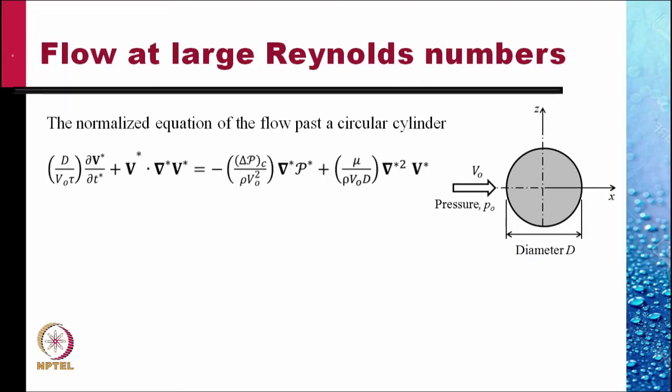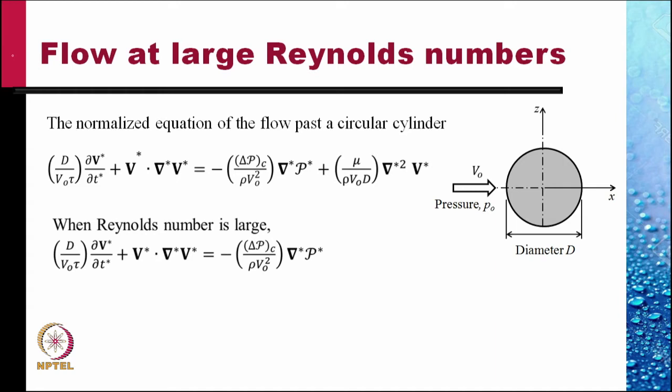In the last lecture, we discussed the flows at low Reynolds numbers. Today, we will deal with flows at large Reynolds number. We start with the normalized equation for the flow past a circular cylinder. Here, each variable has been rendered dimensionless by normalizing it with respect to a characteristic quantity. When Reynolds number is large, the viscous terms become small and can be neglected.